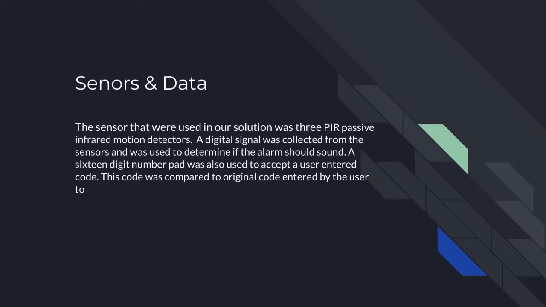The sensors that we used in our solution were the 3 PIR passive infrared motion detectors. The digital signal was collected from the sensors and used to determine if the alarm should be sounded. A 16-digit number pad was also used to accept a user-entered code. This code was compared to the original code entered by the user.